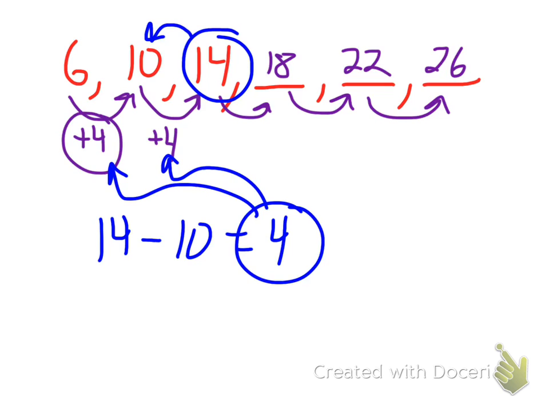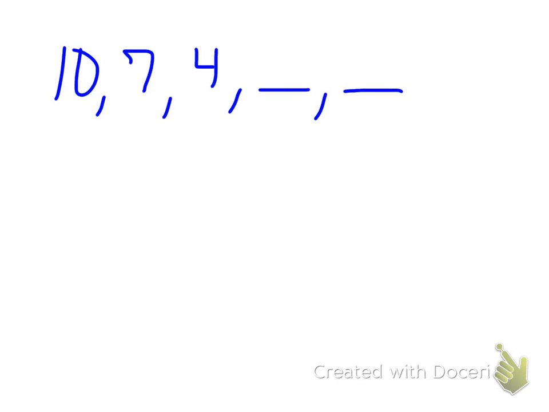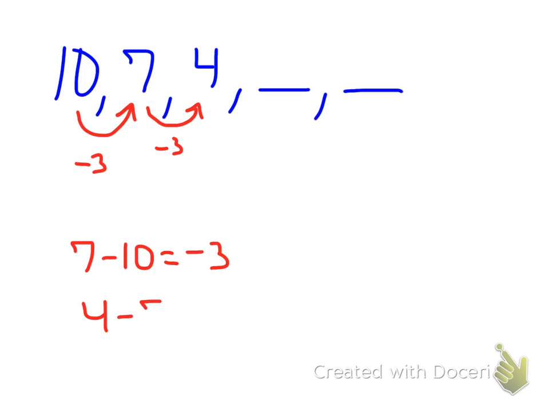Now I could also have one that looks like this. In this case, the common difference is negative 3. 7 minus 10 is a negative 3. 4 minus 7 is negative 3. So that's our common difference. My next couple terms would then be positive 1 and negative 2.